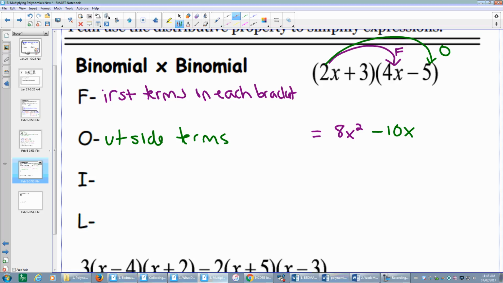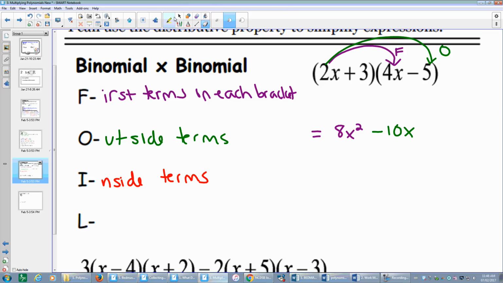My I stands for my inside terms. Again, I'm not going to write in each bracket. If you look at the whole piece as a whole, the inside terms are here. So I'm just going to write an I. When I take positive 3 times 4x, I get positive 12x.